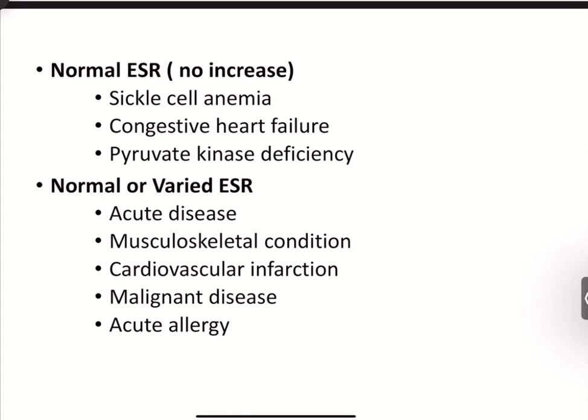Next is the normal or varied ESR. Some acute diseases can manifest a normal, slightly increased, or decreased ESR. Musculoskeletal conditions, especially those with atrophy and myopathies. Cardiovascular infarction: your MI can also manifest a normal or slightly increased ESR. Also malignant diseases and acute allergies.